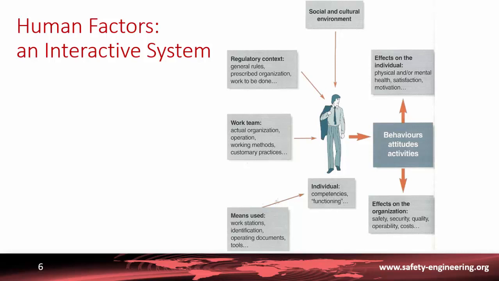Another factor is the fact that the human operators are not working alone in a nuclear power plant. They are working in a team. So the organization of the team, the working methods, and the current practices are elements which influence behavior. And then there are also the tools, the ergonomics of the control room, the procedures that you can use, the operating documentation, and all elements that also influence competencies. So when we want to study this human factor, all these elements have to be taken into consideration to explain and to try to influence the behavior and the attitudes of human beings in a plant.